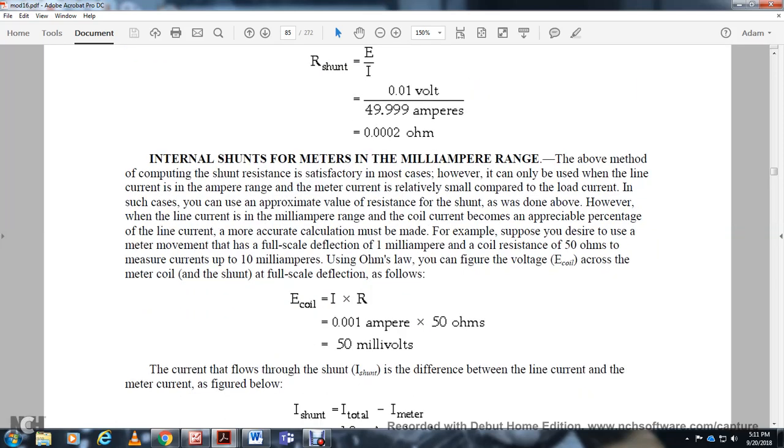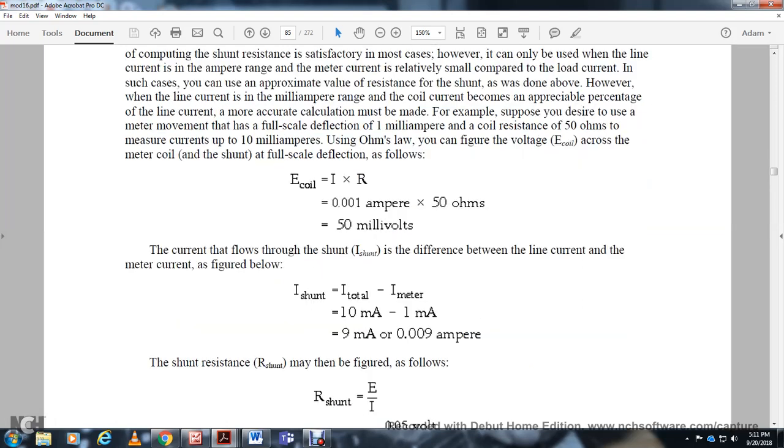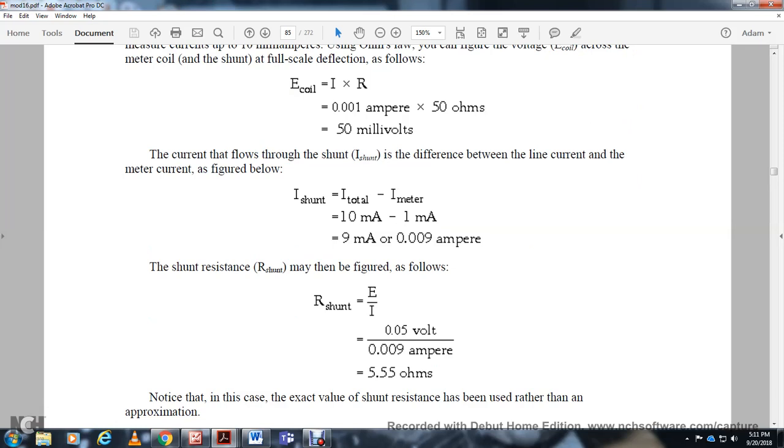The current flowing through the shunt is the shunt amps, the difference between the line current and the meter current. The shunt amps is equal to the total amps minus the meter amps: 10 milliamperes minus 1 milliamp gives you 9 milliamperes. Shunt resistance may then be figured as the voltage over the amps. This gives you 50 millivolts over 9 milliamps, or 5.55 ohms. Notice that in this case the exact value of the shunt is found, rather than an approximation.